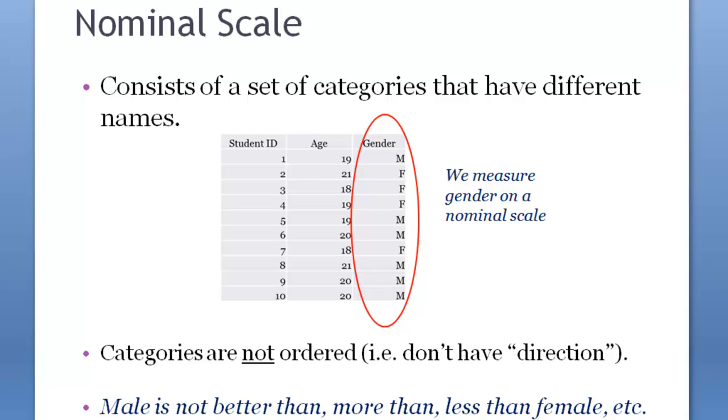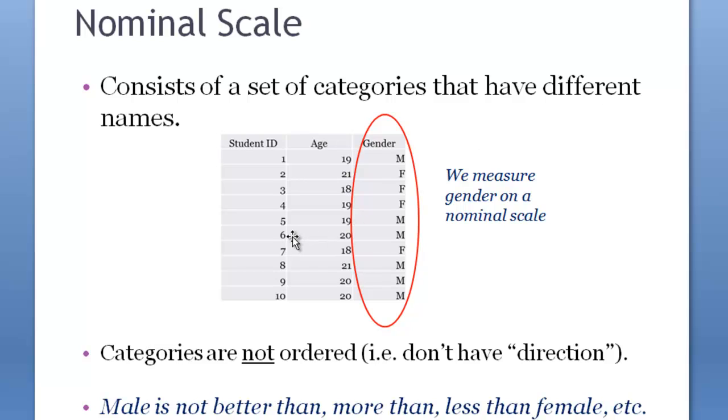Nominal scale, it's a set of categories that have different names. In other words, it's not numeric values. It's like a variable such as male or female, or sometimes the school you belong to, like University UNL, UNK, UNO. That can be a nominal scale. Those are also nominal scales. So it's like categories.